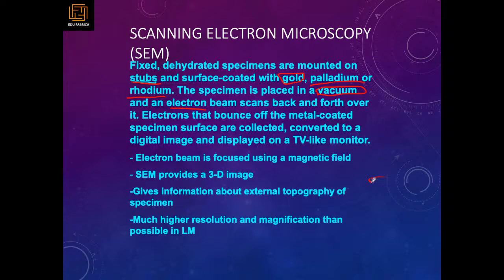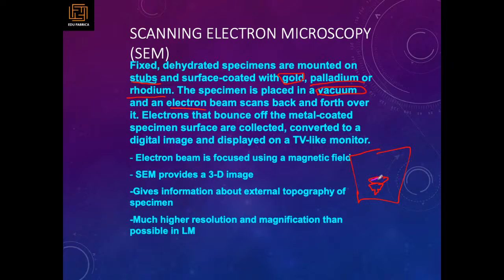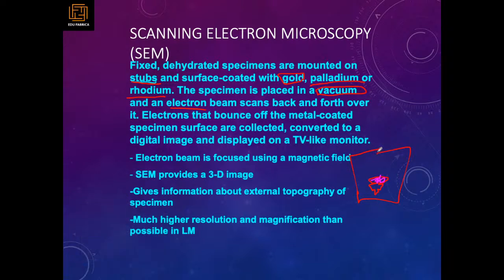Like, this is our specimen, and this is our vacuum chamber, and there is a stub. This is your stub. This is your sample. Then you put your electron beam. It will come and go back from somewhere, and it will go and come back from somewhere.